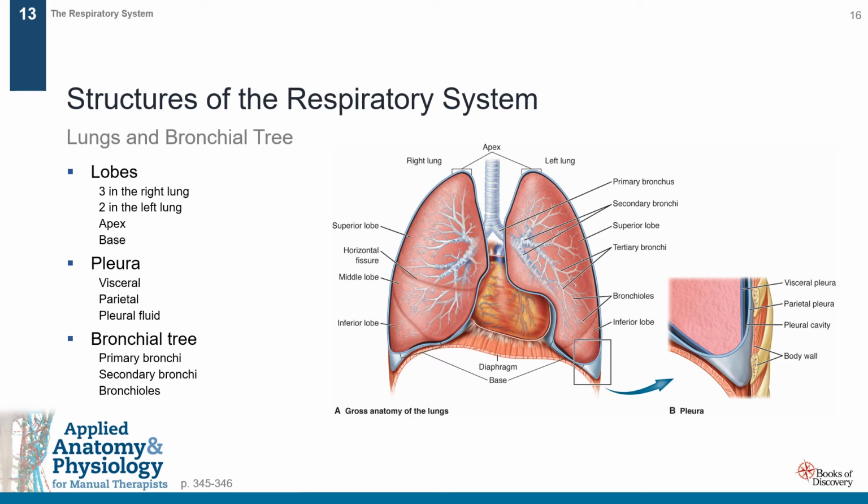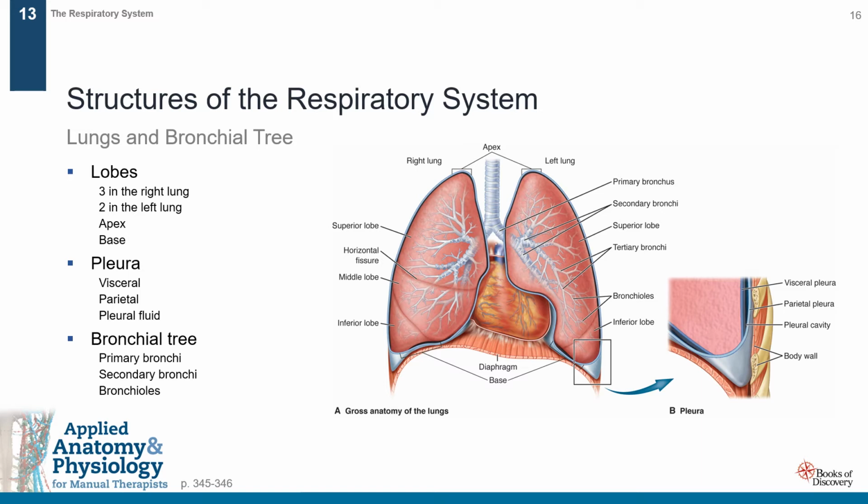Now let's consider the lungs and the bronchial tree of the structures of the respiratory system. The lungs occupy the majority of the thoracic cavity and are situated on either side of the heart. The superior narrow portion of each lung, the apex, is located just deep to the clavicle, while the broader base of each lung rests on top of the diaphragm.